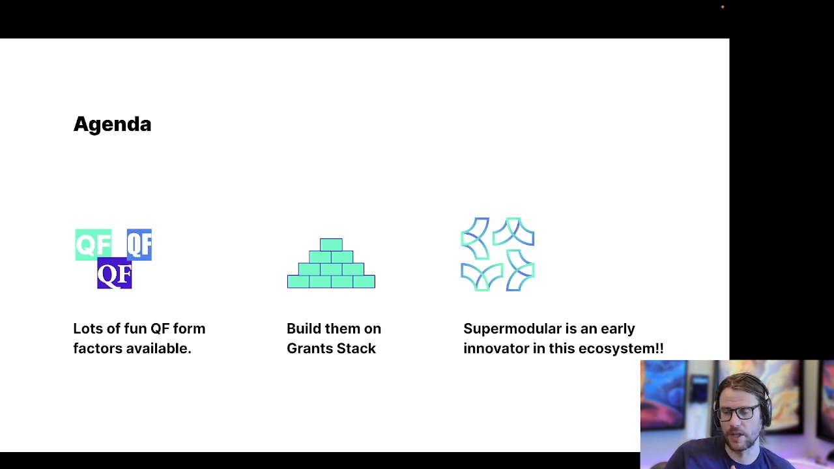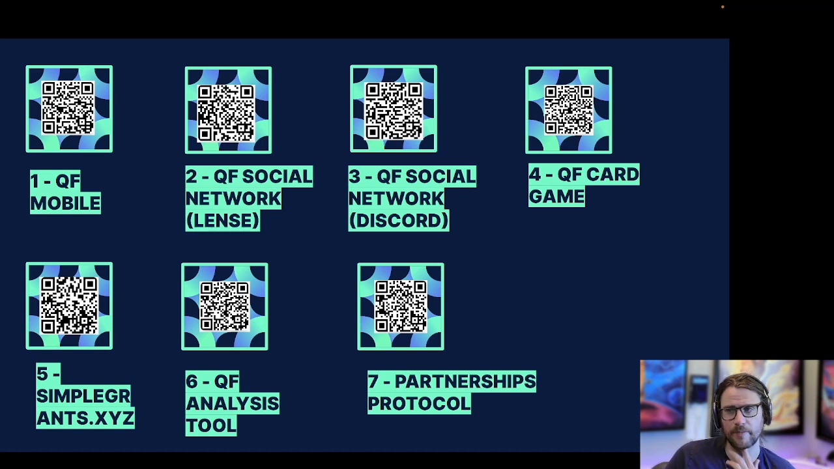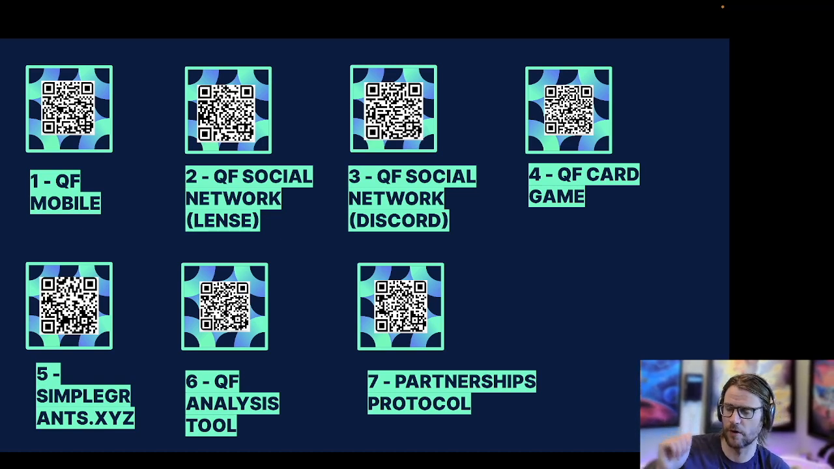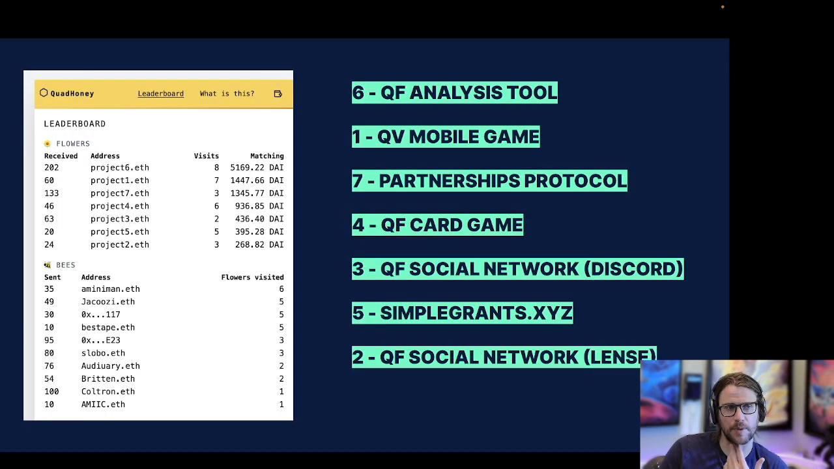All right, so that's the agenda that we went through. There's lots of fun new QF form factors available. We can build them on Grant Stack and Allo Protocol. Supermodular is an early innovator in this ecosystem. At this point of the Schelling Point talk, I had people just take out their phones and just vote for which projects they thought were the most promising.